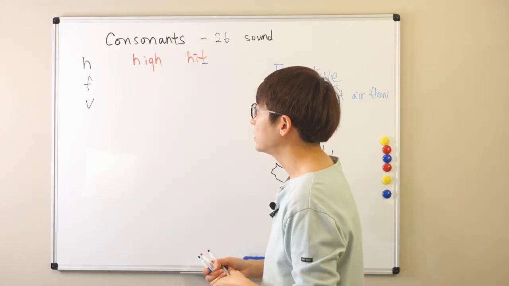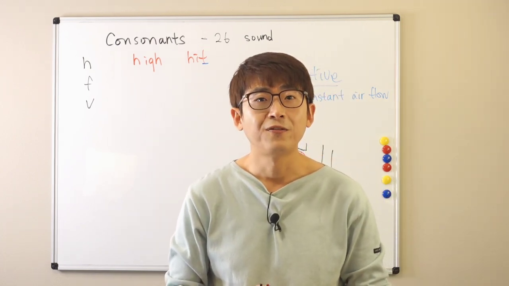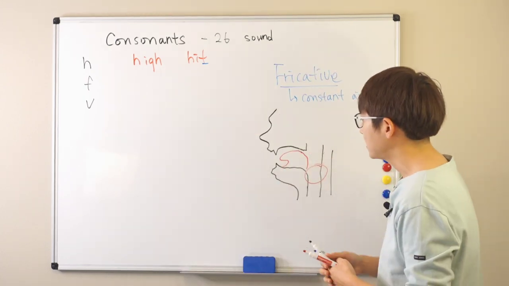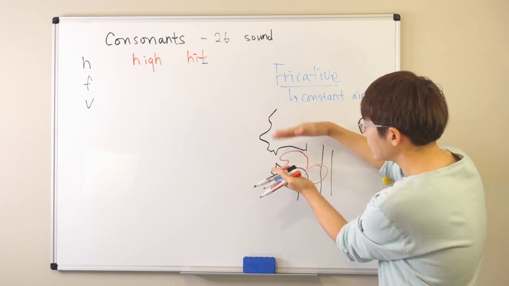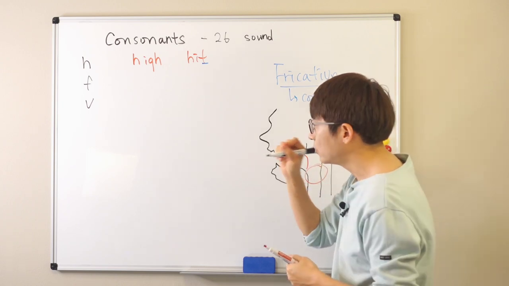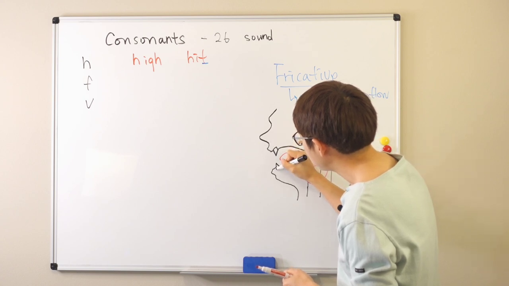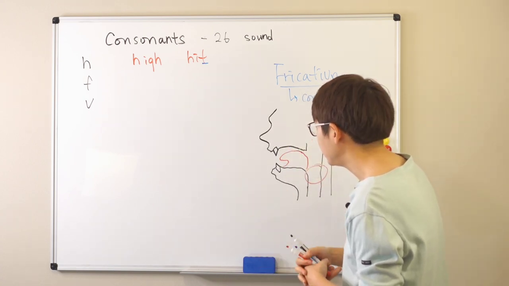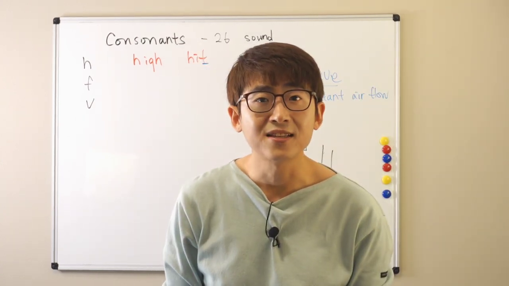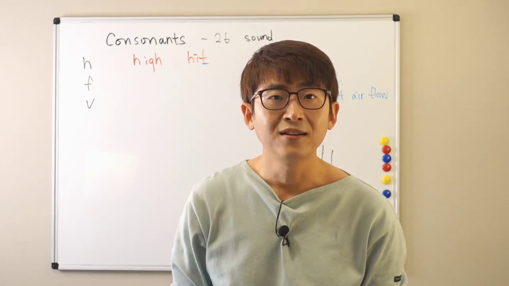First one we have F, F, F. In order for you to make this sound, you have to close your mouth a little, but not entirely. You have to make a small opening, so that your top teeth nearly touch the bottom lip. Okay? So like this one. And then make air blow out.